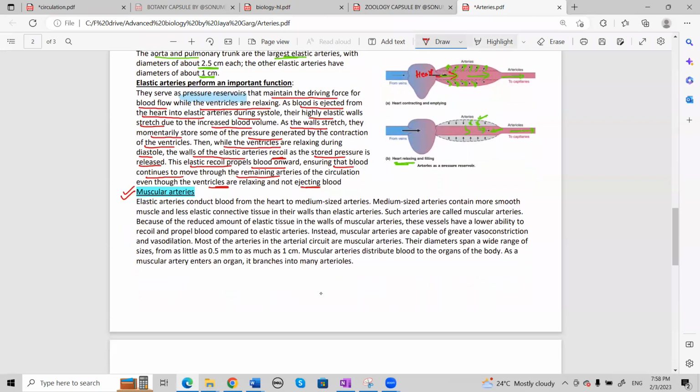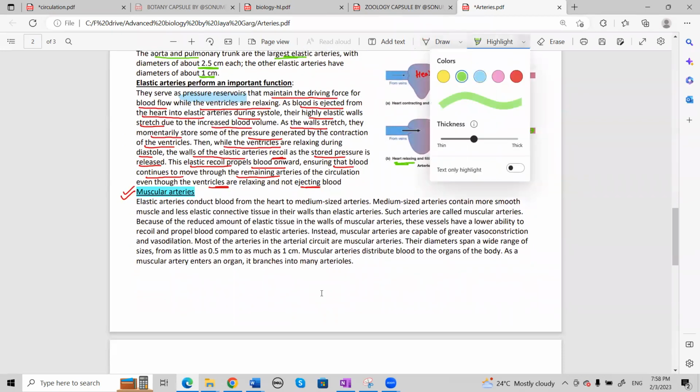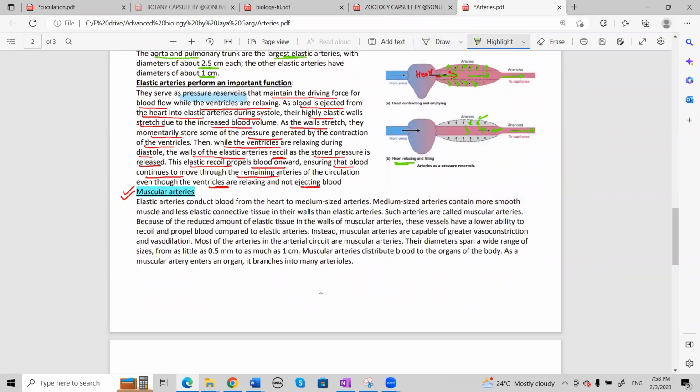Now, elastic arteries, I told you, are the ones near the heart. Away from the heart, there will be the muscular arteries. So, elastic arteries will conduct blood from the heart to the medium-sized arteries, and these arteries contain more smooth muscle and less elastic fibers. That is why they are known as muscular arteries. Muscular arteries are capable of vasoconstriction because muscle is there.